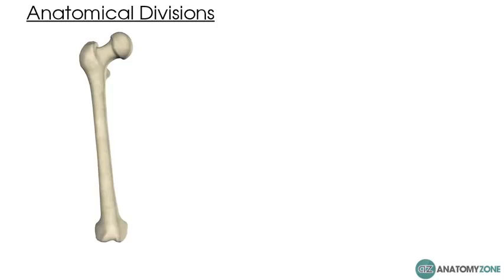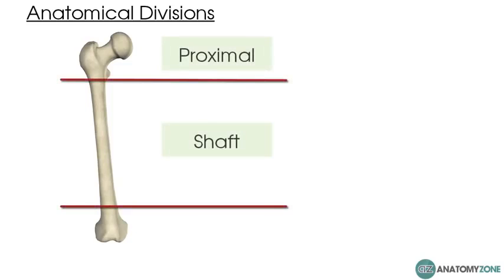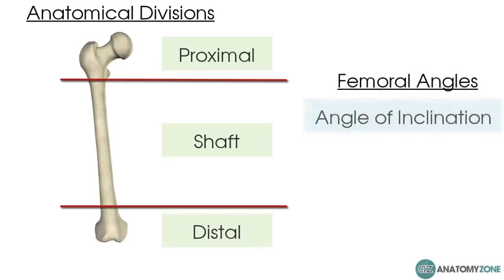Anatomically, the femur is divided into three regions, and we're going to discuss these in turn in this tutorial: the proximal femur, the shaft, and then the distal femur. Then we're going to finish this tutorial by looking at a couple of different angles, the angle of inclination and the torsion angle of the femur, which you might come across.